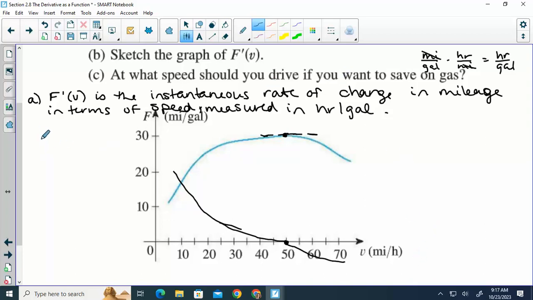So at what speed should you drive if you want to save on gas? That is our optimal. So we would want to know when our derivative was 0. Because what this is saying is that at this point, as long as you're driving faster, your mileage is still improving. So while it's good to be in this area, you can do better. But once you hit this point, going faster makes your mileage start dropping off. So the optimal is 50 miles per hour. Questions there?